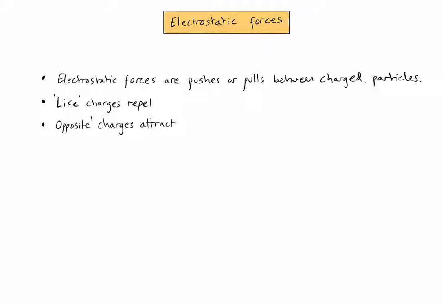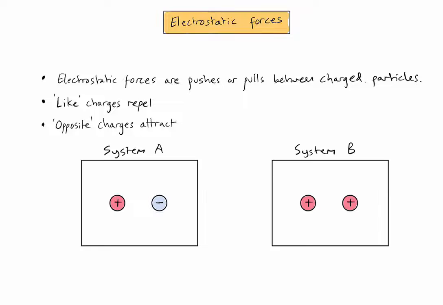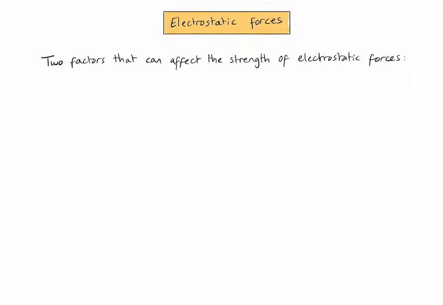Let's have a quick look at an example here. In system A, I can see two oppositely charged particles, and because they have opposite charges, they will attract each other. In system B, I have two particles with a positive charge, or like charges, therefore they will repel each other and push away. As well as these two simple rules, we also need to consider the factors that can affect the strength of an electrostatic force.